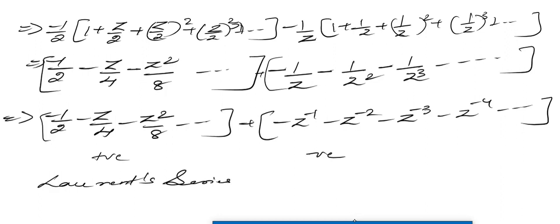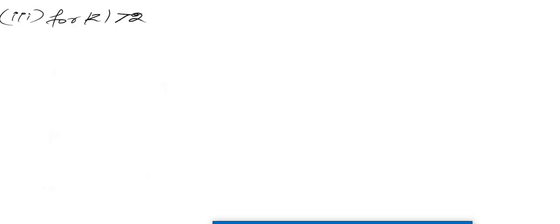If it has only positive power, then it is the Taylor series. If it has a combination of positive and negative powers, it can be categorized as a Laurent series. Coming to the third question, for a given function, the region is mod z greater than 2.